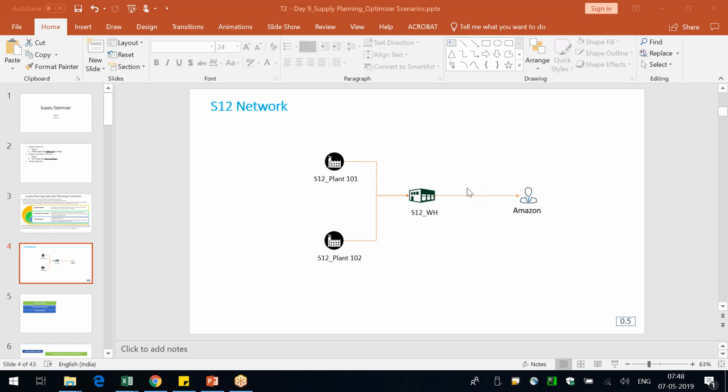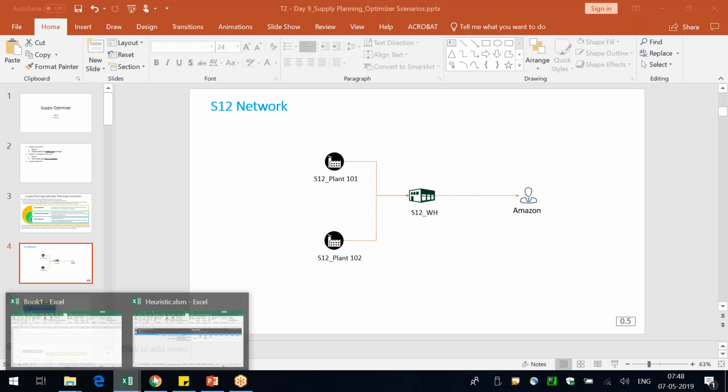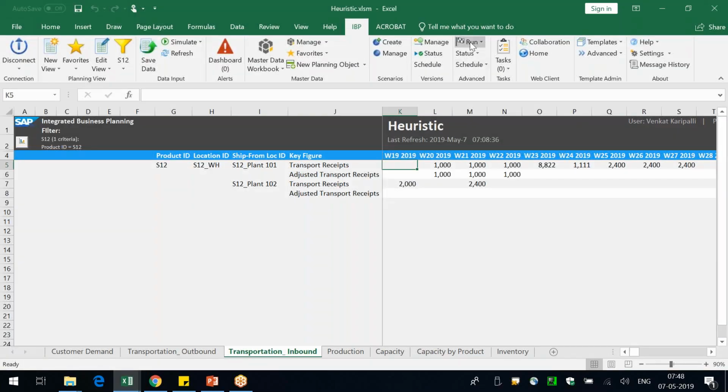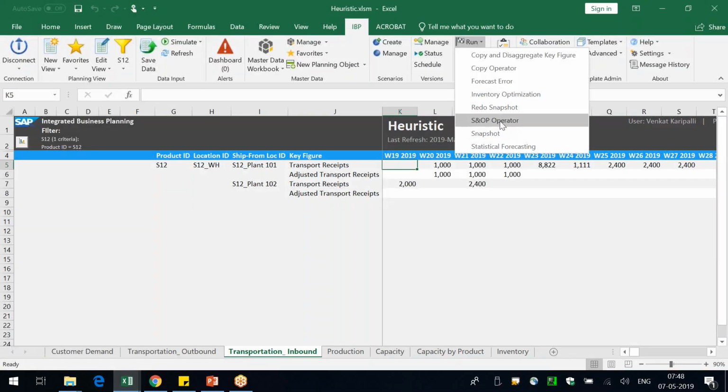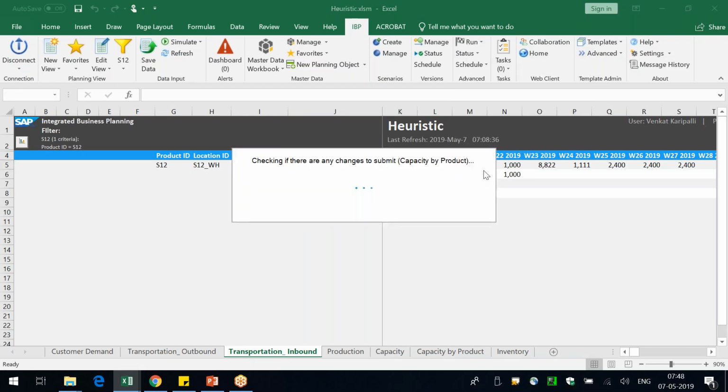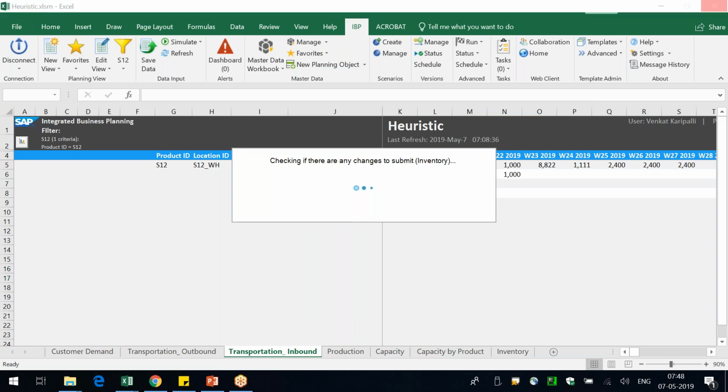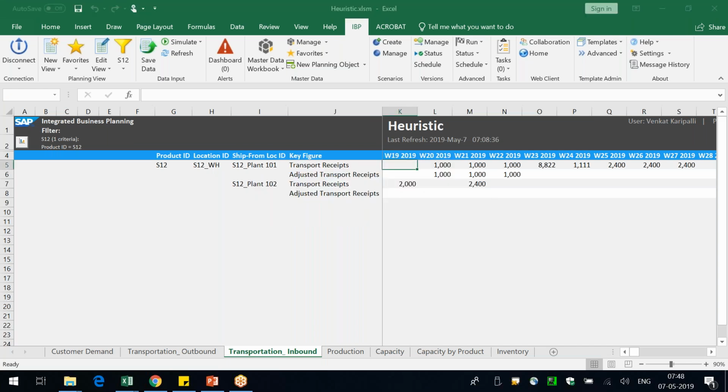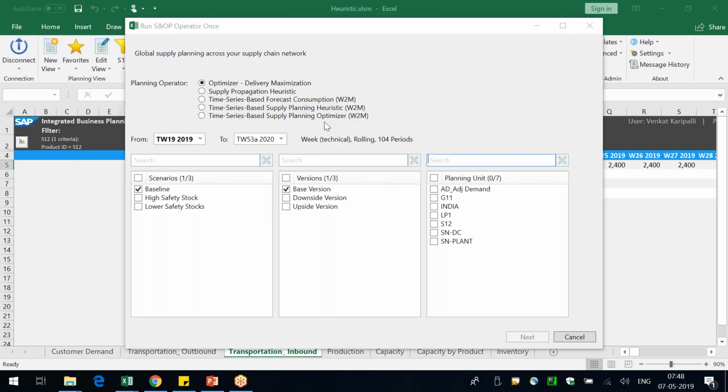So that is there. And also planning runs, yes, we can open the planning views and here in the advanced run, you pick up the operator that you want to run, pick up the SNOP operator, and under it there might be different profiles that were configured. So pick up the profile that you want to run, a profile for heuristic, a profile for the optimizer, etc. Pick up this, and then run it.